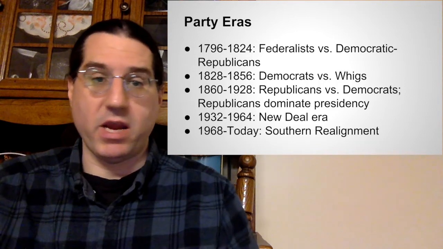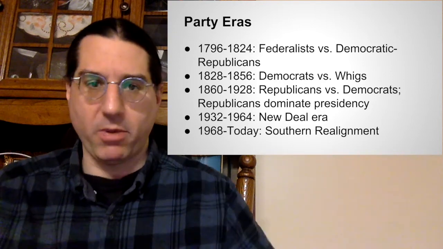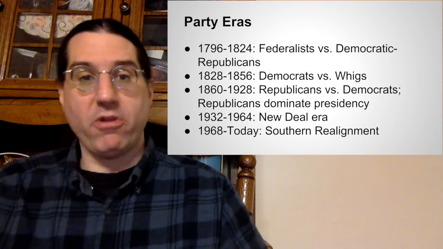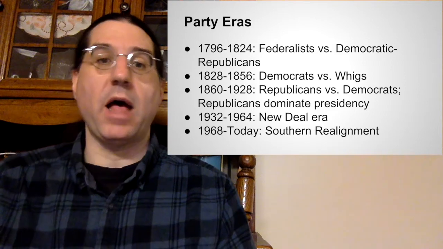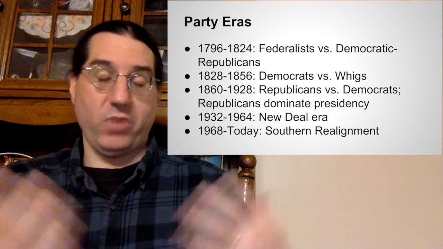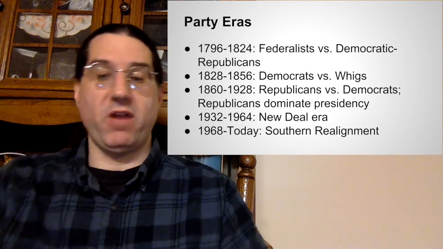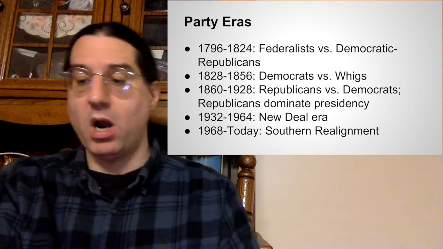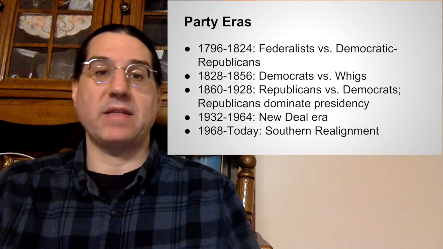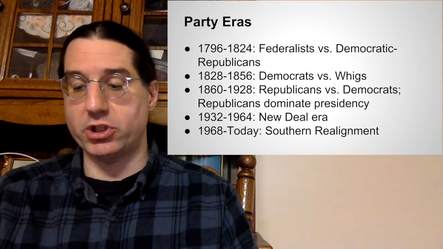Ultimately, slavery wrecked the Whig Party. They couldn't figure out what to do about slavery, and the Whig Party fell apart. The anti-slavery Whigs and other people got together. They formed the Republican Party, and they won in 1860. You had the Civil War and then Reconstruction. So you get the first period of Republicans versus Democrats, where the Republicans really dominated the presidency, but the Democrats had control of the South for a large chunk of that.